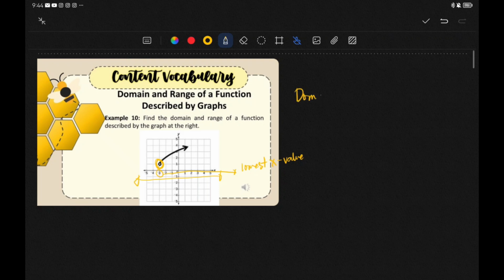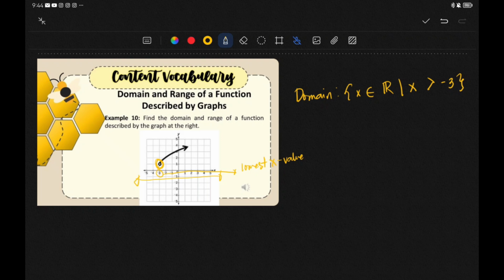Therefore, the domain is the set of all real numbers such that x, let me rewrite this. The domain is a set of all real numbers such that x is greater than negative 3. Now let's proceed to range.